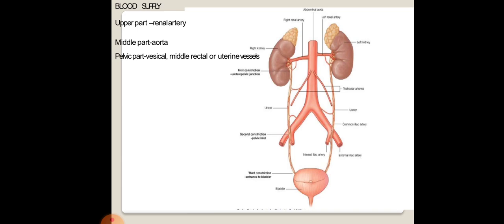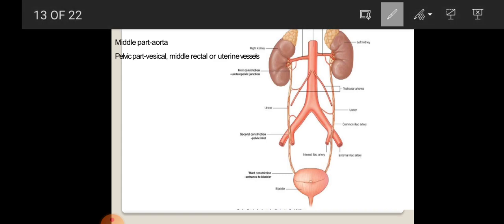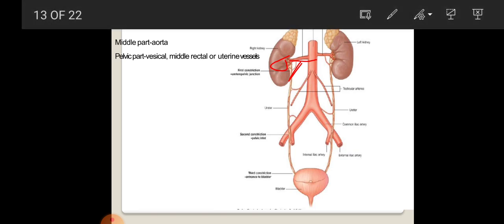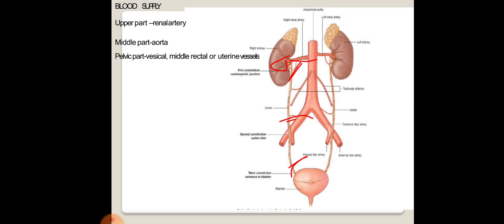Then the blood supply. The blood supply of the ureter is divided into three parts. The upper part is supplied by branches from the renal artery. The renal artery is the direct branch from the abdominal aorta, and it is the artery which supplies the kidney. So it gives the blood supply to the upper part of the ureter. In the middle part, there is a direct branch from the abdominal aorta. Here we can see a direct branch from the abdominal aorta to supply the ureter. Then in the pelvic part, there are branches like the vesical artery, middle rectal arteries, and uterine vessels which supply the ureter.